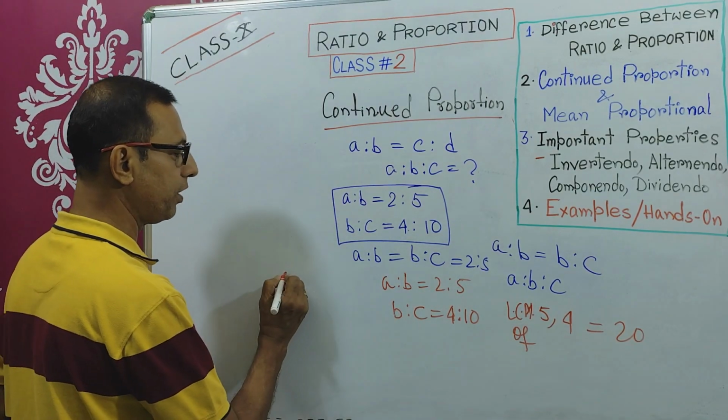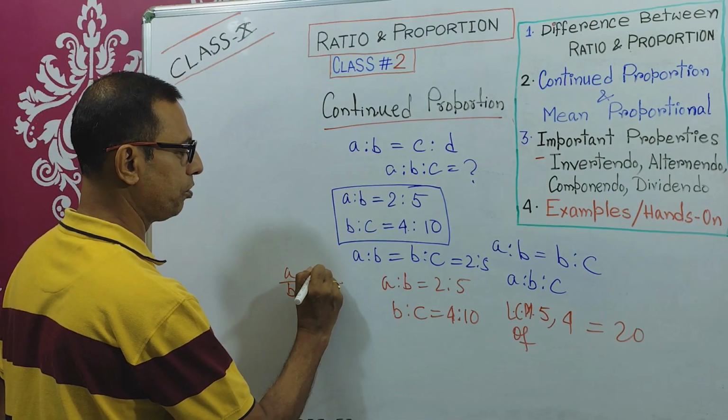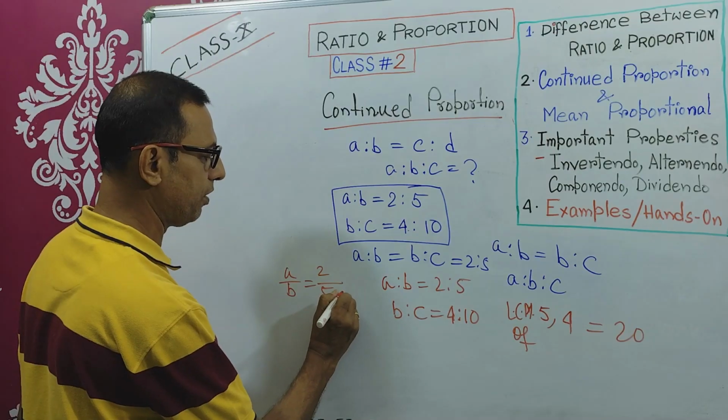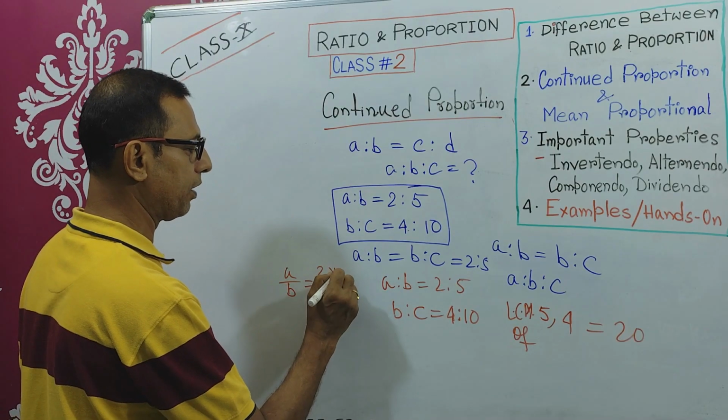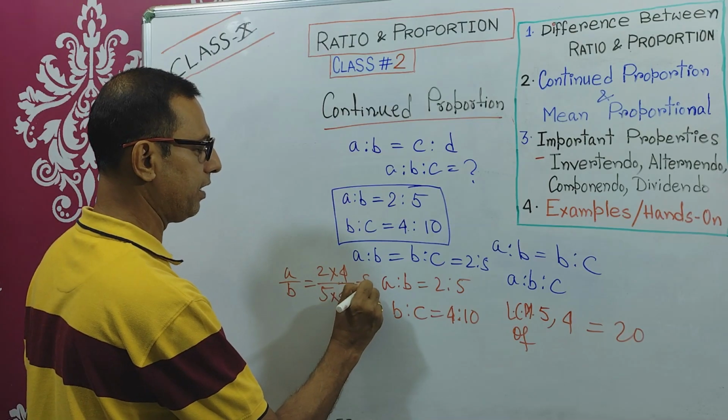So for that, what you need to do? You need to make A by B equals 2 by 5. You need to make B as 20. So 5 into 4. You need to multiply both numerator and denominator by the same number. So it will be 8 by 20.